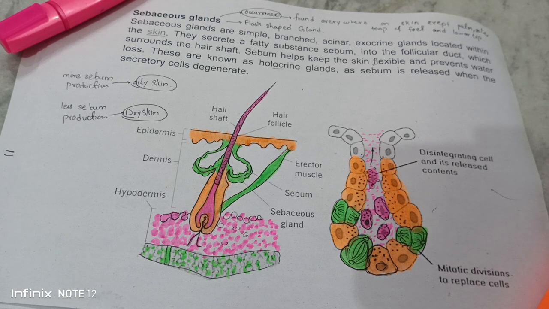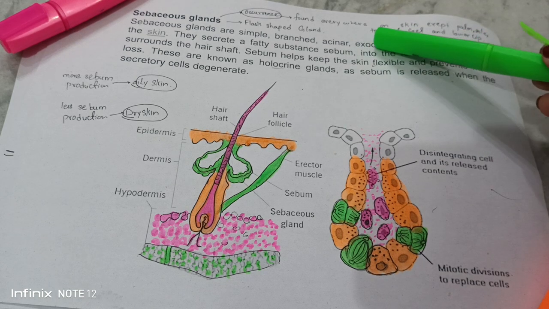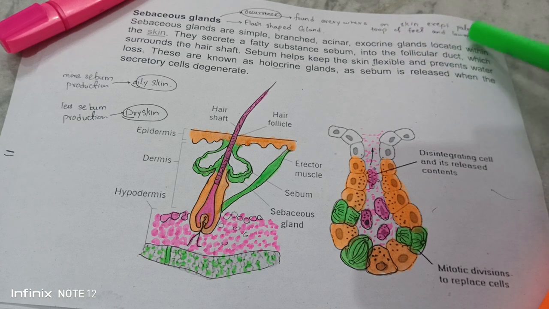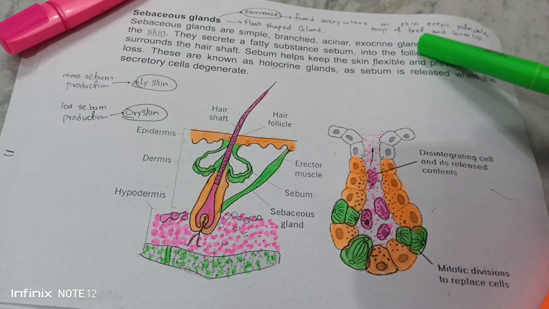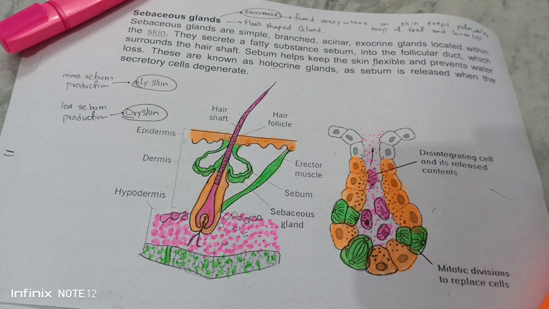And now let's start our lecture with the information about the sebaceous gland. Now, first of all, the occurrence: where these sebaceous glands are present. Actually, it is present everywhere on your skin except your palm, sole, top of your feet, and the lower lip. Your palm is this side of your hand, and sole is the back side of your feet, the top of the feet, and the lower lip.